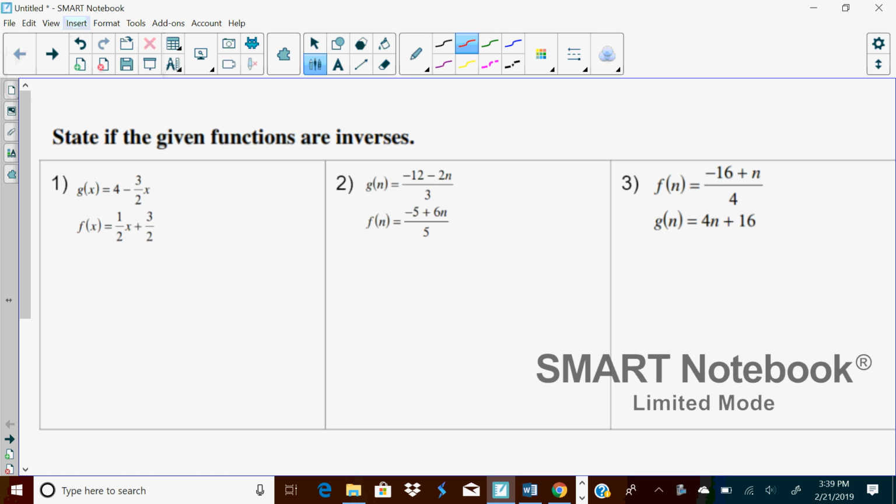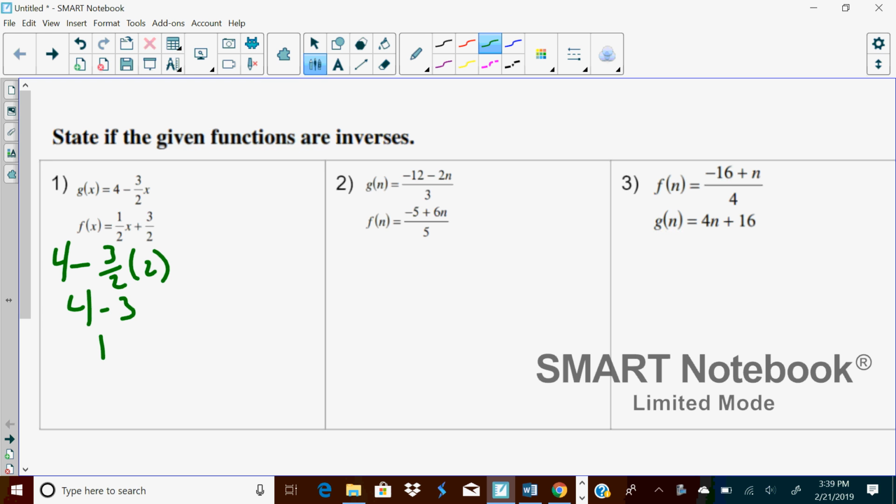Okay, here are the answers to the closure activity or the study guide. Problems 1 through 3, it says state that the given functions are inverses. So all I did to do these problems was to plug a number in for the first one and then plug the answer in to see if I got my original number. So for g of x, I plugged in 2. So I got 4 minus 3 over 2 times 2, or 4 minus 3, which is 1.